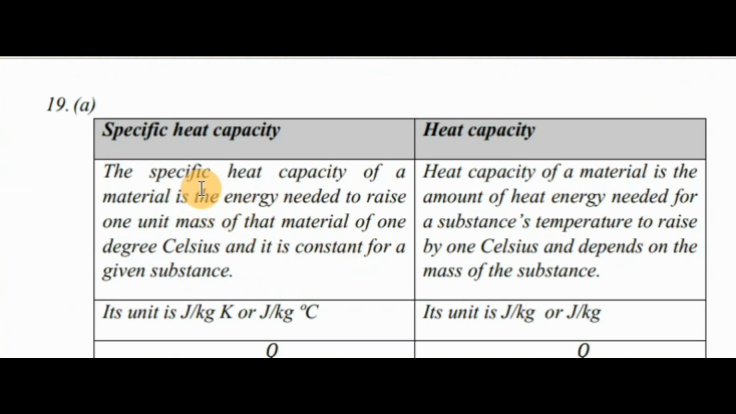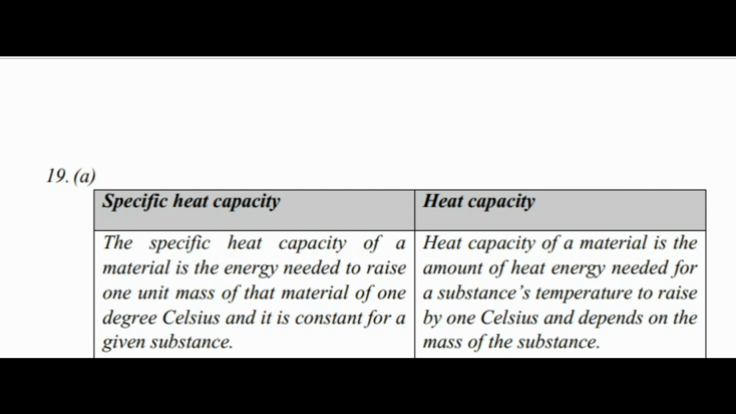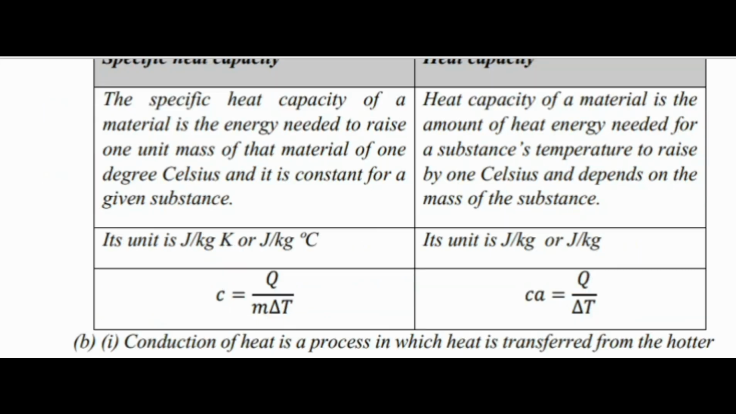That's what we have said. We say that specific heat capacity is the amount of energy needed to raise a unit mass of material by a degree Celsius, and the unit is joule per kilogram degrees Celsius or joule per kilogram Kelvin. So according to the formula, as I've said, specific heat capacity is equal to Q divided by mass times the change in temperature, while heat capacity is equal to Q divided by the change in temperature. This Q stands for heat.